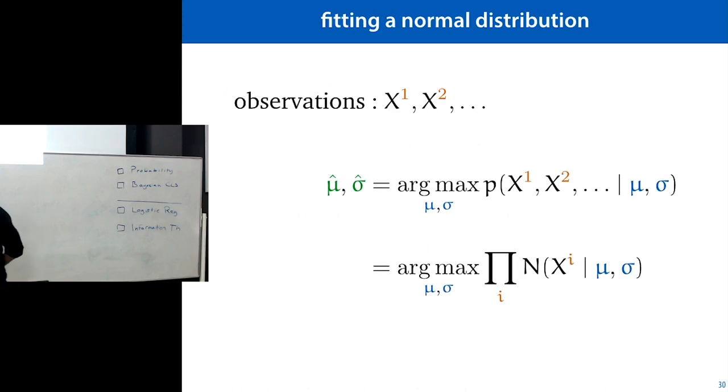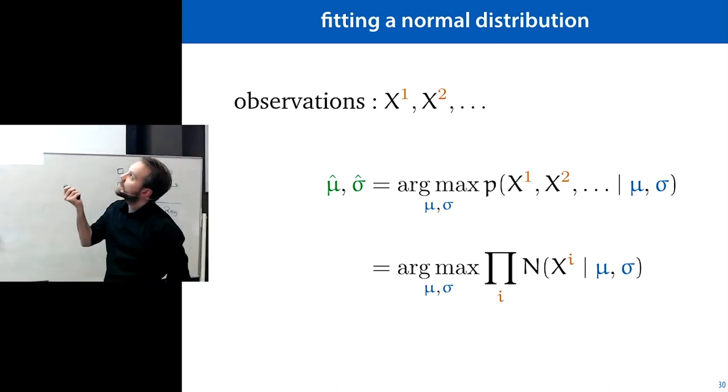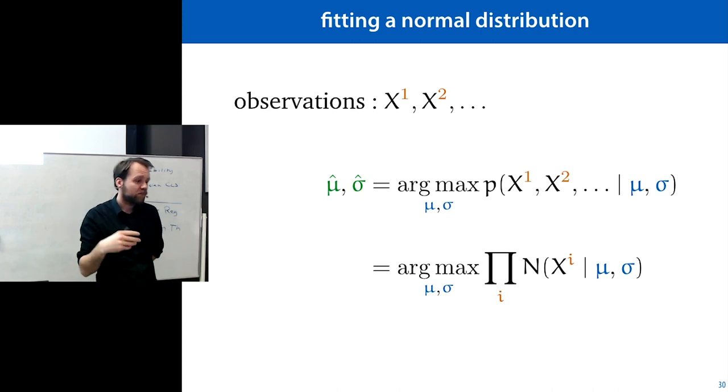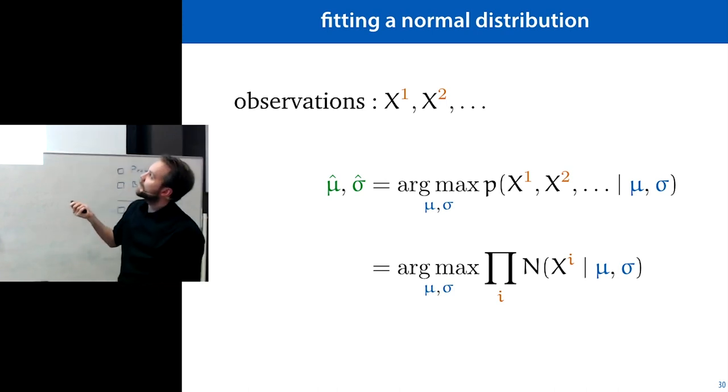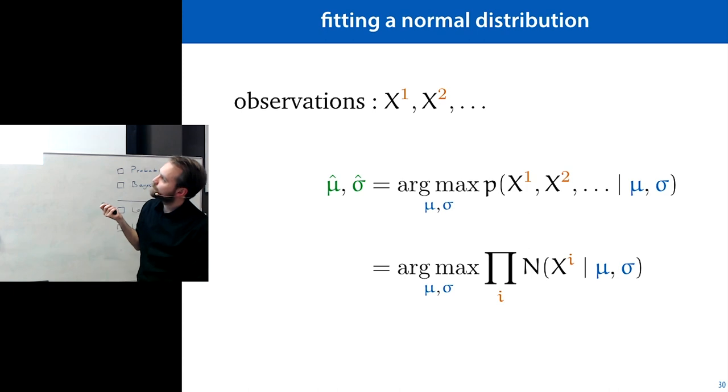For instance, if we fit a 1D normal distribution, we get a bunch of numbers sampled from a normal distribution. All we're doing is maximizing the probability of our data given mu and sigma, the mean and the variance, which are the parameters of our distribution. Because all these samples are independent, we can split it up. So this p over all of these values is just a p over every value multiplied by each other. And we know that each is a normal distribution, for which we use this notation.